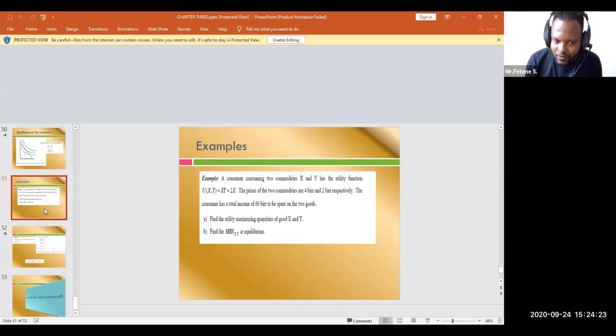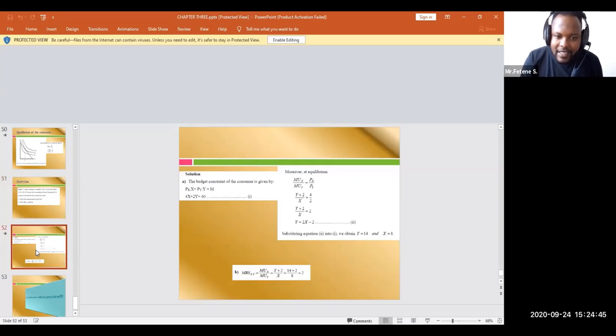Another question: find the marginal rate of substitution at equilibrium. What does marginal rate of substitution mean? This is the slope of the indifference curve. But at the equilibrium point, this marginal rate of substitution is equivalent to the ratio of the price of x divided by the price of y.